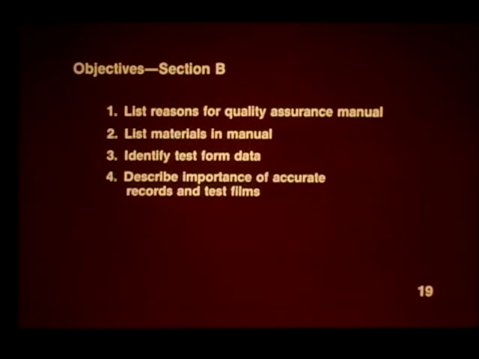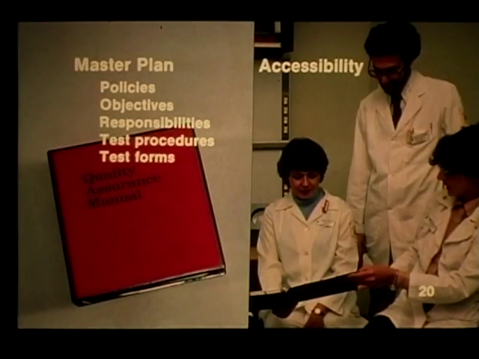Number 19. After completing Section B, you will be able to list 2 reasons for developing a quality assurance manual. List the material that should be included in a quality assurance manual. Identify the data that should be included on test forms. And describe the importance of keeping accurate records and test films.